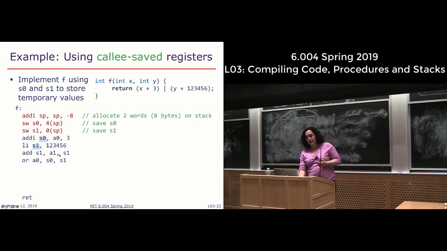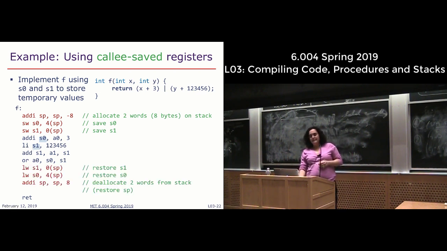I then go ahead and implement the body of my procedure, and once it's done, it's my responsibility to restore these S registers. So how do I restore them? By following exactly the reverse, right? So I'm going to take things off of the stack by loading them from the places that I know that I saved them in my activation record. So I know that S1 is located at an offset of 0 from my current stack pointer.